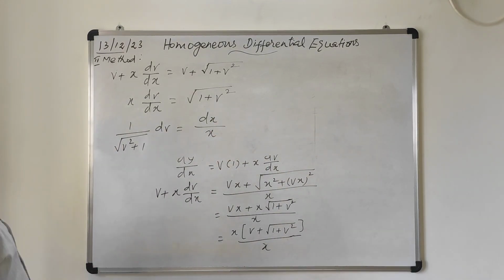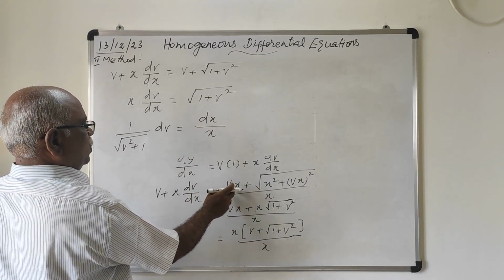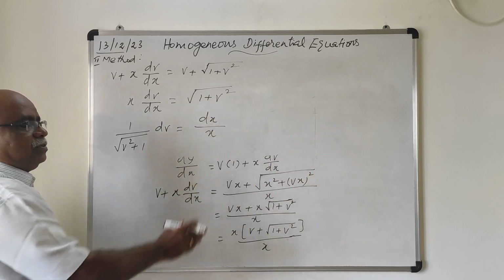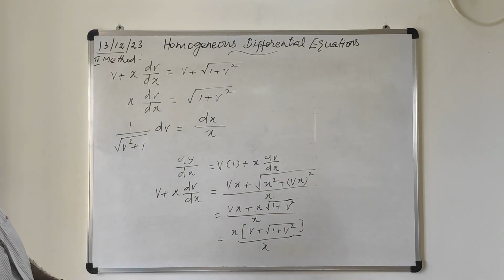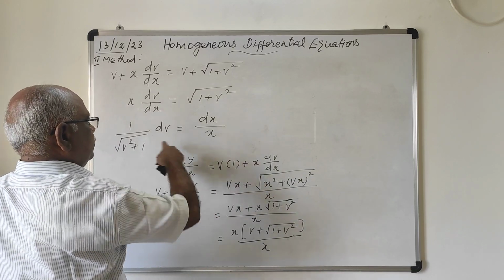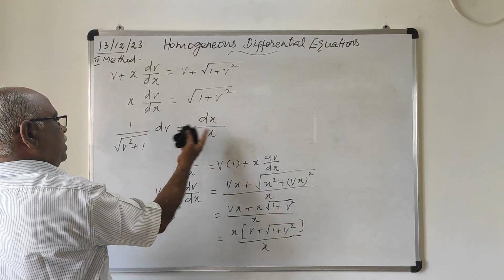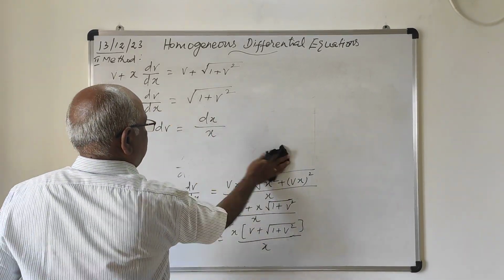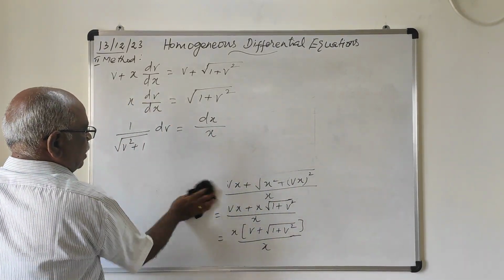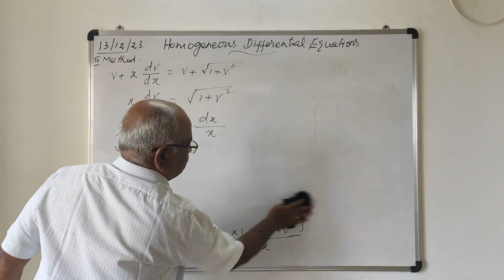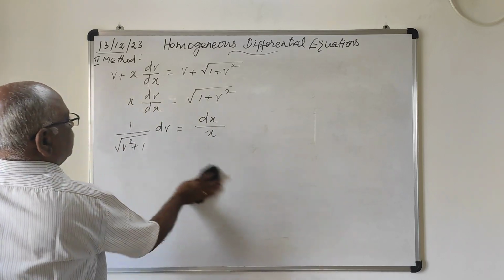So we are substituting y equal to vx. We are replacing y equal to vx for the purpose of separating the variables, v terms and x terms separately. So the homogeneous differential equation, after the substitution y equal to vx, is converted into the variable separable type, and we separate v terms and x terms on each side. Now you have to integrate, and you will get the solution.